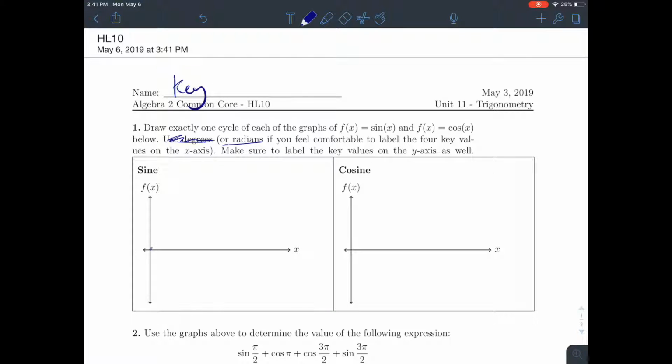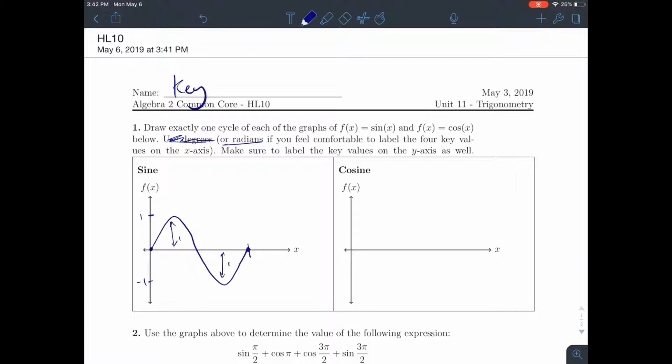So for sine of x, it starts at the midline, goes up, and completes a full cycle after returning to the midline from an up and then a down. A couple of key values you want to include: the amplitude is 1, so we go up to a height of 1, and then we go down to a height of -1.